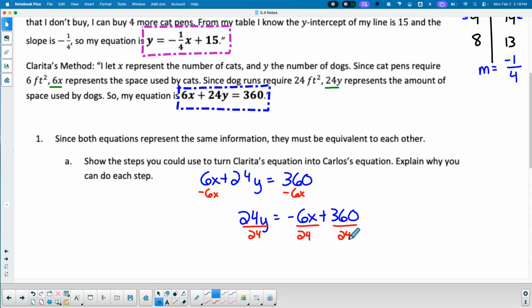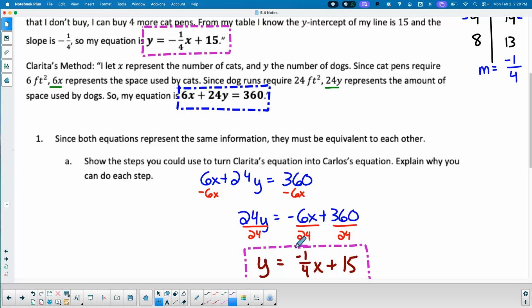Okay? All right? So 24 divided by 24 is y. Negative 6 divided by 24. Is that a simplifiable fraction? Negative 1/4? Yep, negative 1/4. And then that's going to be multiplied by x. And 360 divided by 24 is 15. Shabam! There it is. We did it. Okay? There is Carlos's equation. Okay? So they are, in fact, the same.